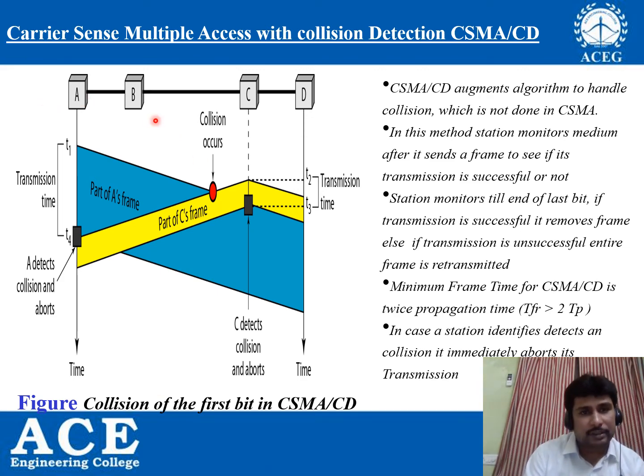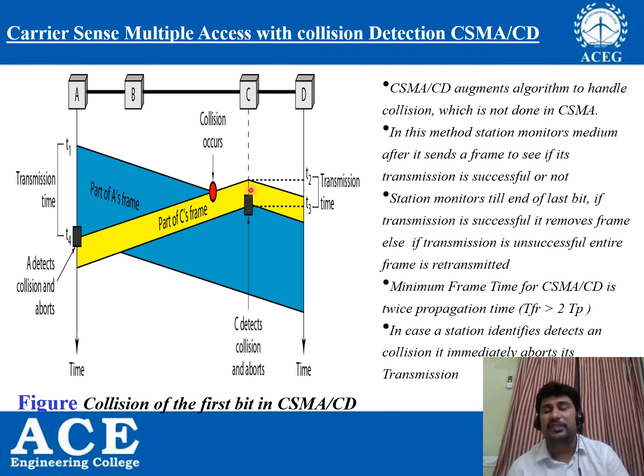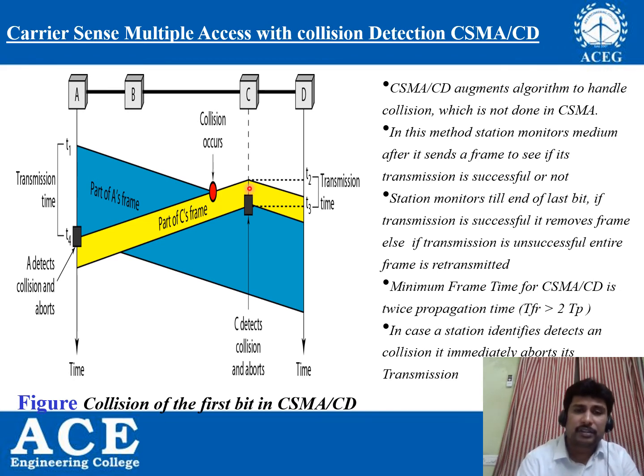We have four devices A, B, C, D, and here the device A starts transmission at a time T1. It senses the channel, finds it idle, so it starts transmitting. At time T2, C senses the channel, but at that time, since A's data has not reached C, it finds the channel as idle. So C also starts transmitting at time T2.